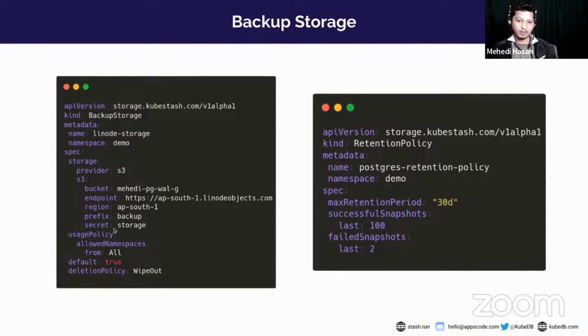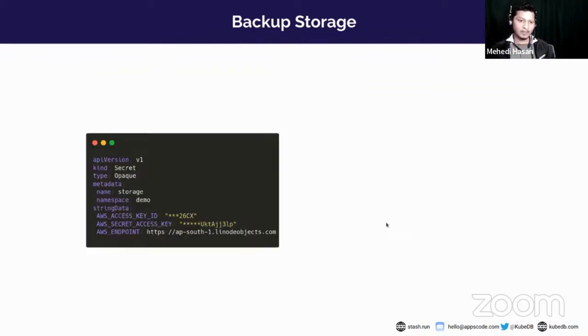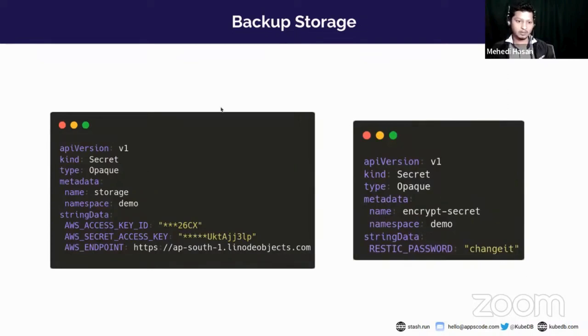That will hold the AWS access key ID. Another thing also provided by KubeStash is the retention policy. This is how much data we want to store for our snapshot. The snapshot could be very large, so how long we want to store our databases. Currently we have a 30 days retention period, and then we want to keep the last 100 successful snapshots, something like this. And we have the secret for the backup storage.